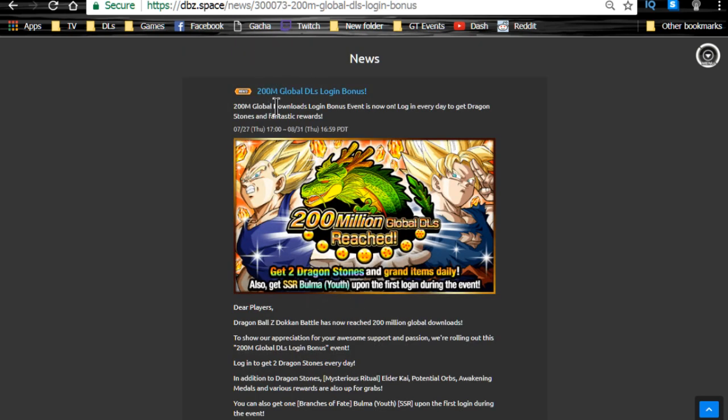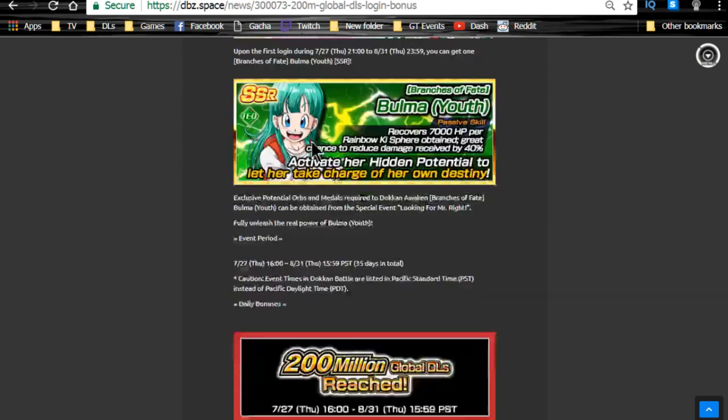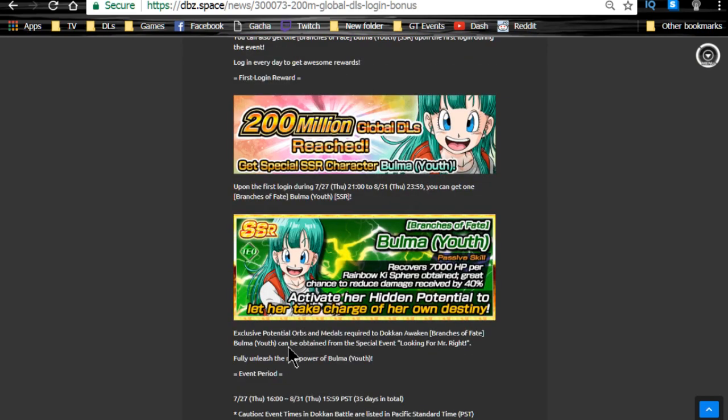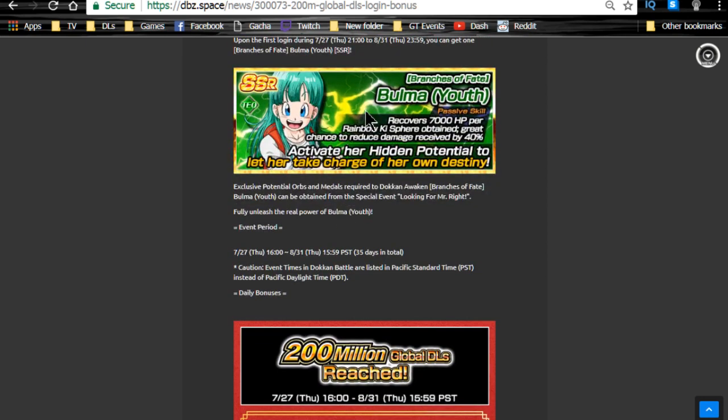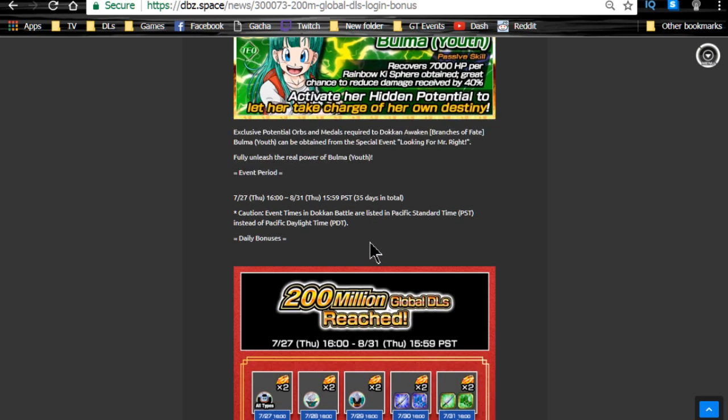200 million global download login bonus. So essentially, this is the login bonuses. We get this Bulma. This is the Bulma we're going to be fighting against the JP version for. I say we because global is my primary. I'll probably end up grabbing her and maybe unlocking some of her dupaths on the JP side, but I'm going to focus on the global side.